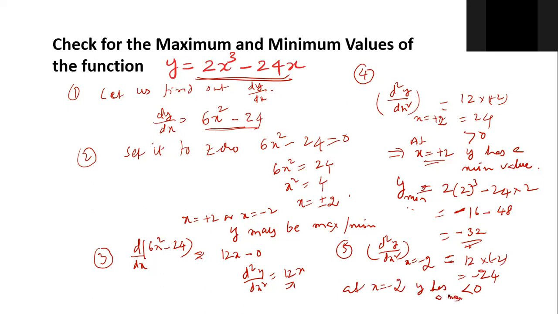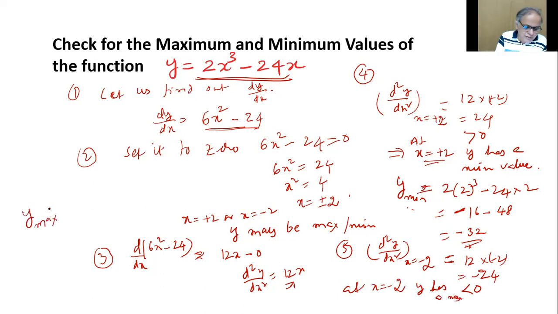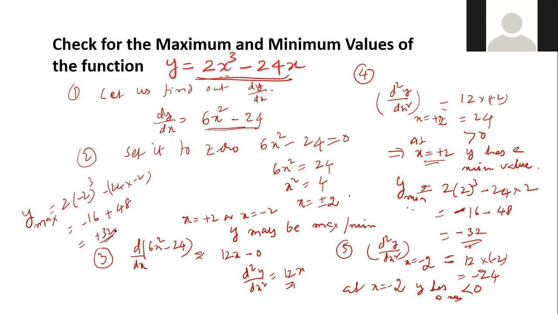Now y max equals, substitute in this: 2 into minus 2 whole cube, minus 24 into minus 2. So minus 16 plus 48. How much is this? 32. So this particular function has, at x equals minus 2, a maximum value, and at x equals plus 2 a minimum value. The minimum value is minus 32, the maximum value is plus 32. If you plot a graph also, you can see that.